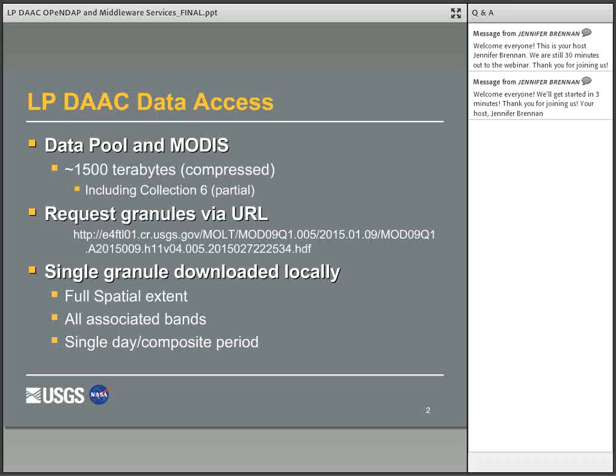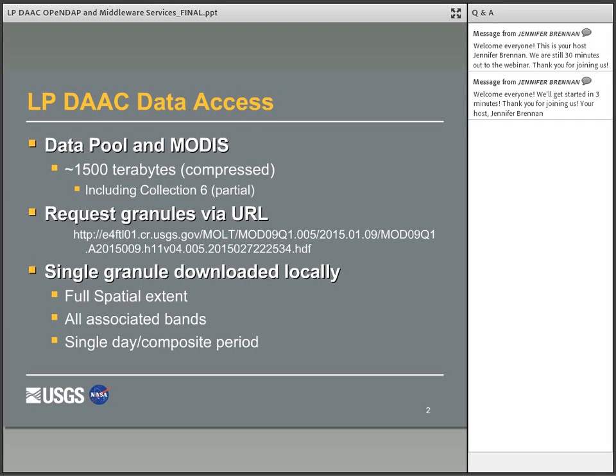The LPDAC archives and distributes land remote sensing data from sensors on board NASA satellites. We archive data from the Terra and Aqua MODIS sensors as well as the Terra ASTER sensor. We also archive derived products resulting from NASA proposals. What I'll be talking about is our MODIS archive, where we store nearly 1,500 terabytes of land MODIS data.